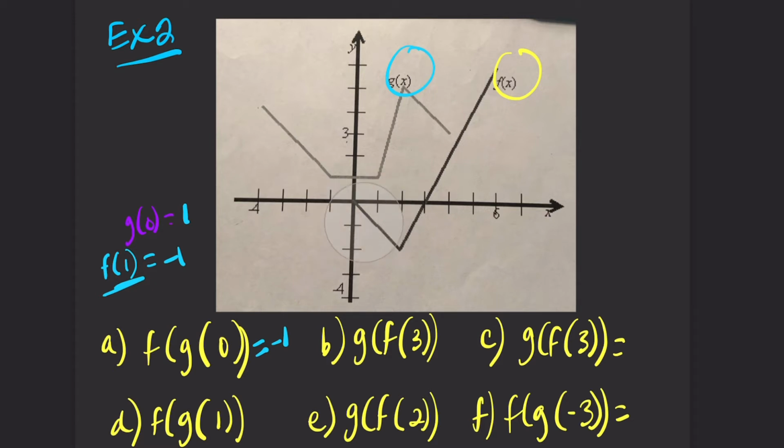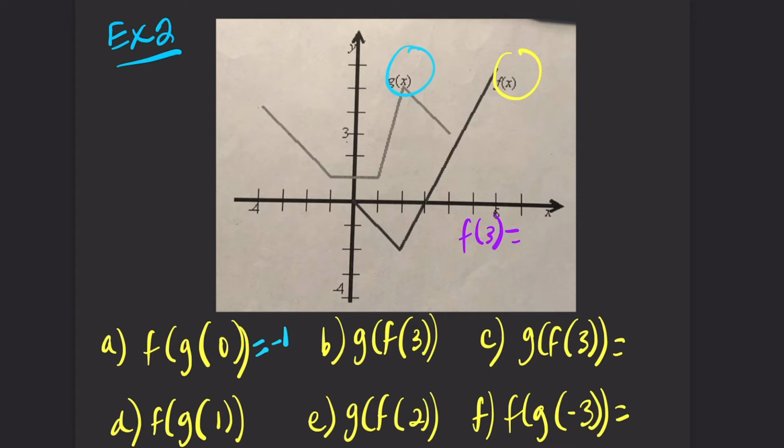Okay, if that confused you, let's go ahead and try problem B. So we are evaluating g of f of 3. Remember, we're going to do the inside first. The inside is f of 3. So we are looking at f of x. Make sure you know that this is the x value. You're looking for the y value.